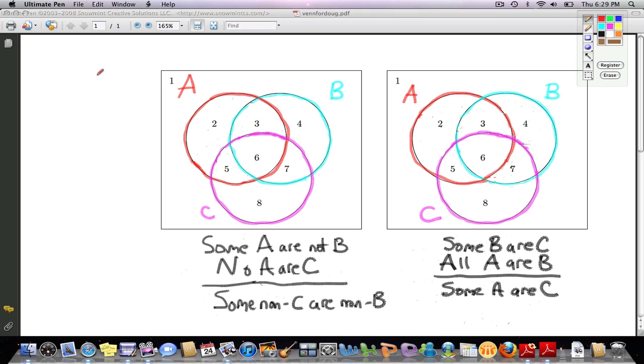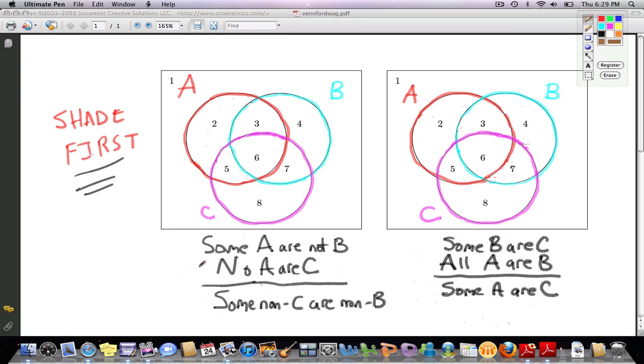Okay, I'm going to put a little side note over here to always shade first. In both of these arguments, we need to actually do the second premise first. It just makes the diagrams cleaner and clearer. That's the reason to shade first. Okay, back to black here.